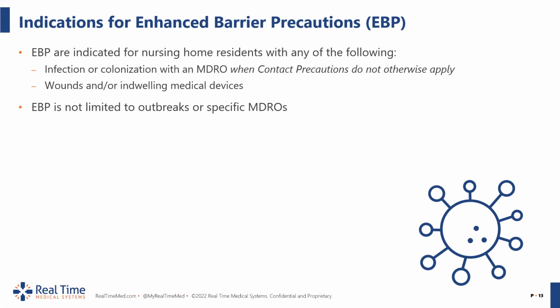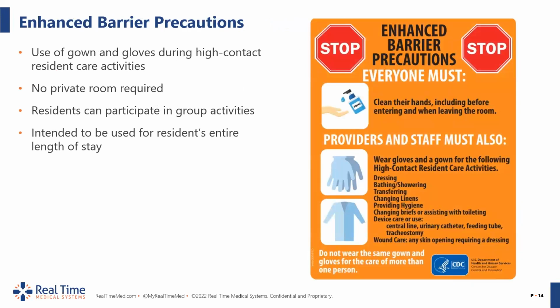Additionally, remember here that enhanced barrier precautions are indicated for any nursing home residents who have wounds or indwelling medical devices, as these are residents that have that increased risk of becoming colonized with an MDRO. And while prior guidance focused on MDRO outbreaks, novel and targeted MDROs in limited areas of nursing homes that were experiencing an outbreak, your enhanced barrier precautions is no longer limited just to those outbreaks. We now have that specific criteria. So really think about this now when we talk about your enhanced barrier precautions.